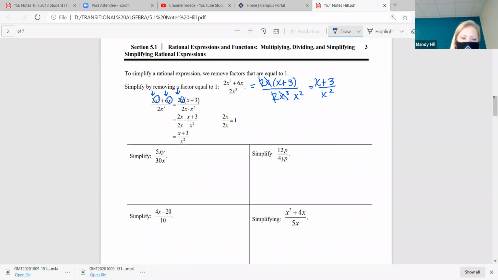So let's look at this one. First thing, focus on the numbers, right? So the 5 and the 30. Can I reduce that fraction?